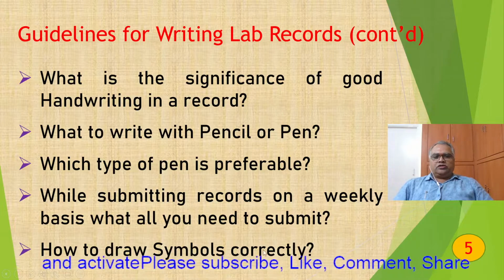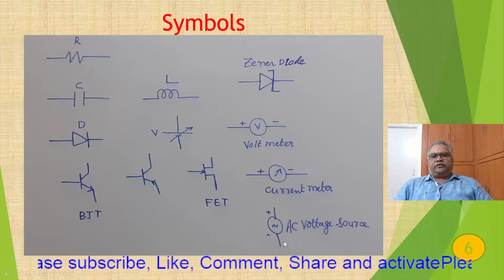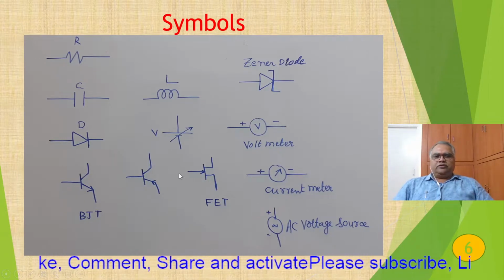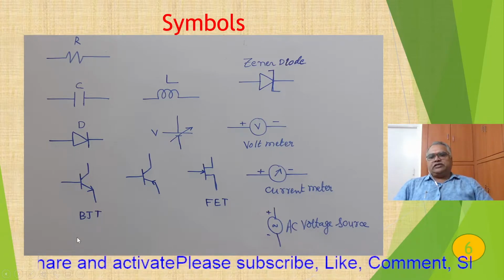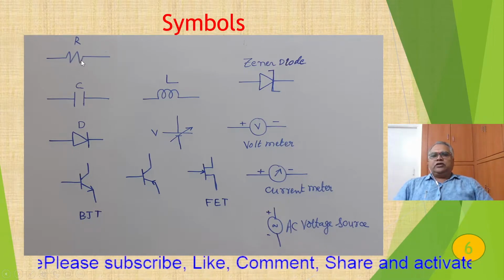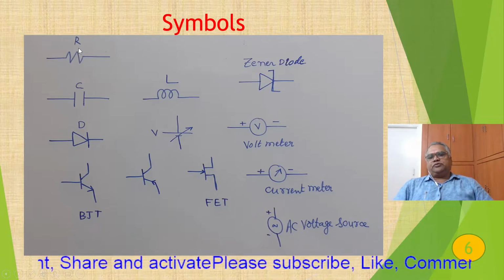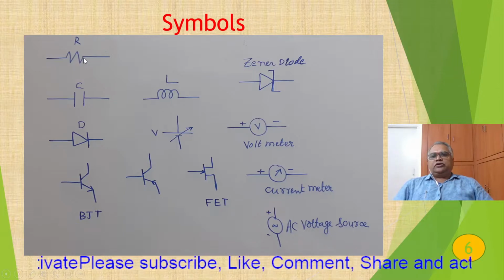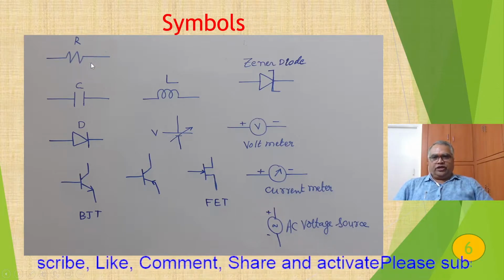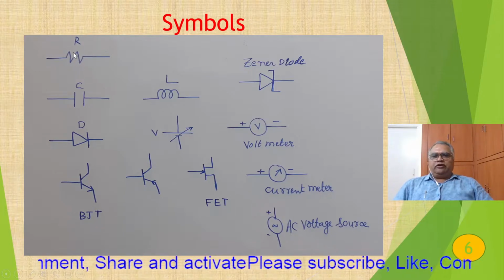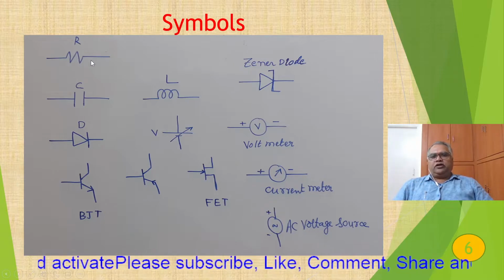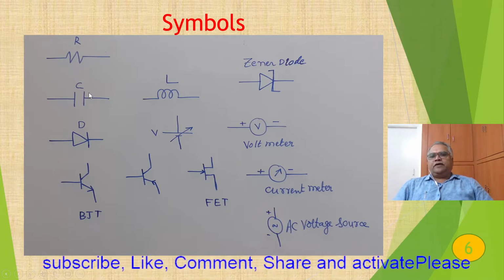Then, how to draw symbols correctly. I have made another image for the symbols. So this is the resistor symbol. Two peaks up, two peaks down. Three up, three down is also okay. But equally up, equally down is the resistor symbol.